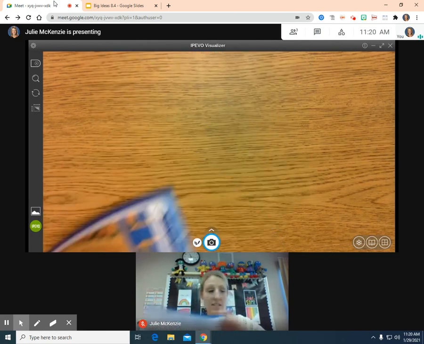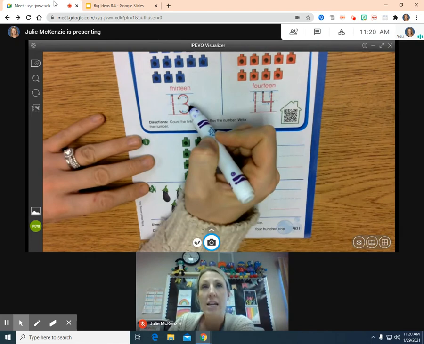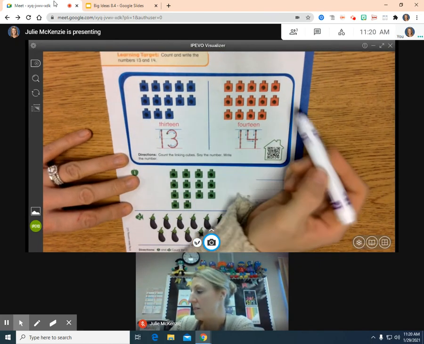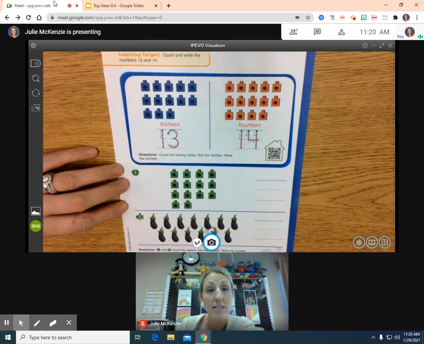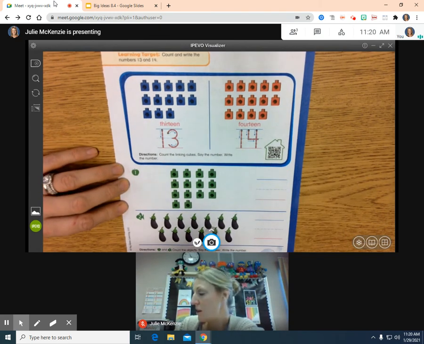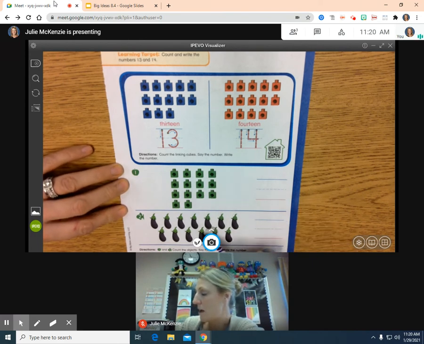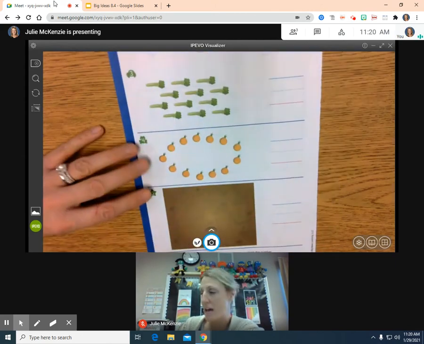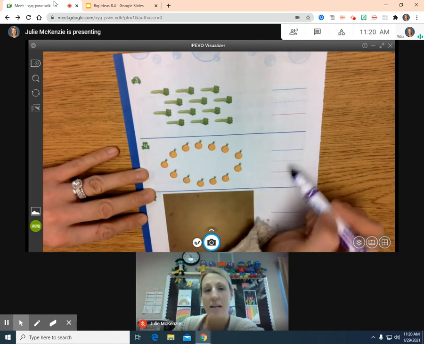Okay, we're moving on to the practice page. This one is already done. Counted the cubes, wrote the 13, counted the cubes, wrote the 14. I want you to do this by yourself. I want you to count these cubes and write the number. Count the eggplant and write the number. Turn it over, don't do it yet. Count the celery and write the number. Count the onion and write the number.